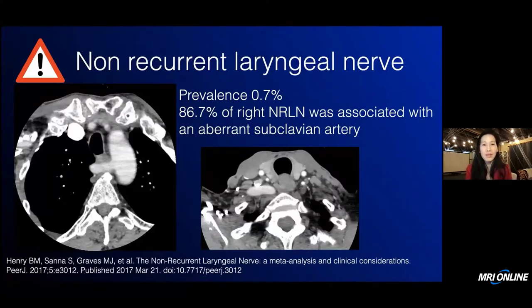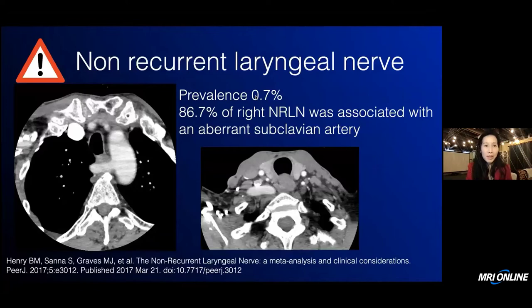Which leads me to let you know about this really important pitfall. This is the non-recurrent laryngeal nerve. As I mentioned before, normally on the right side, the recurrent laryngeal nerve loops around the subclavian artery and then ascends in the tracheoesophageal groove, so in this location here. Now, in less than 1% of cases, there is a non-recurrent laryngeal nerve, which means the nerve that supplies the vocal cord comes straight off the vagus, pretty much horizontally. And that poses this nerve to injury when there is this non-recurrent laryngeal nerve.